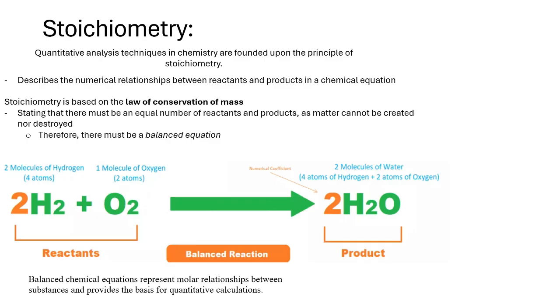Firstly, stoichiometry, which describes the numerical relationships between the reactants and products in a chemical equation, is grounded in the law of conservation of mass, which says matter cannot be created nor destroyed. To ensure this, you must balance both equations by making sure the number of atoms on both sides are equal.